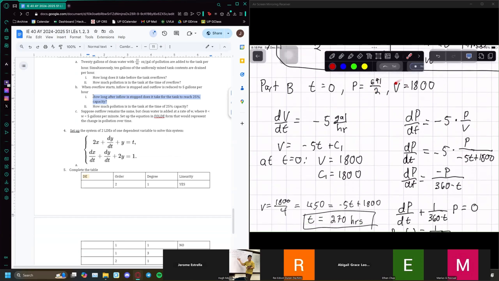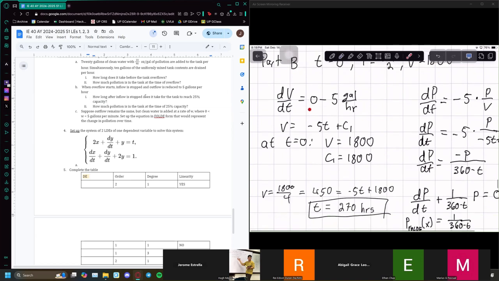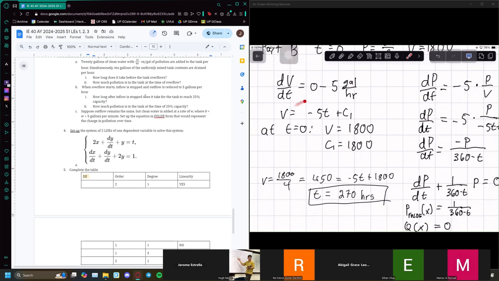And when it starts overflowing, the volume is going to be at max 1,800. Inflow is stopped and outflow is reduced to 5. So this is just 0 minus 5, which makes it negative 5. Anyway, we can do the same thing. Basically, this part B is the same as part A with different conditions. So you can do the same thing we did.